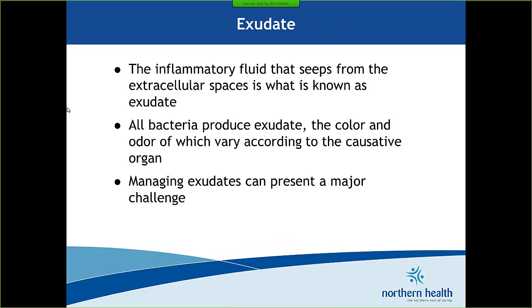So the exudate is the inflammatory fluid that seeps from the extracellular spaces. All bacteria produce exudate, and the color and odor of which vary according to the causative organism. And then managing them can present a major challenge. So for example, the green exudate we can see generally indicates a gram-negative aerobic bacteria, which responds really well to silver found in many of the dressings. And the more persistent the inflammation or infection is, the more exudate that will be produced.